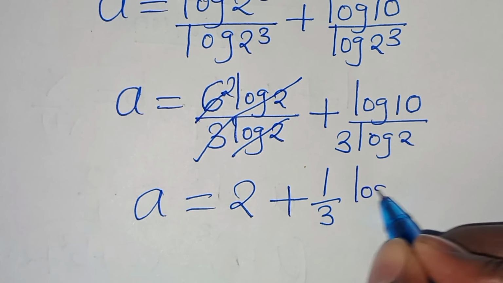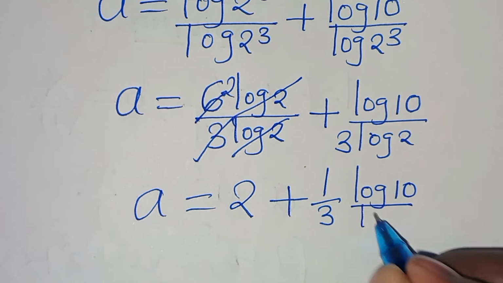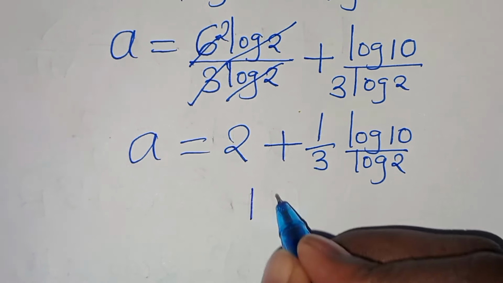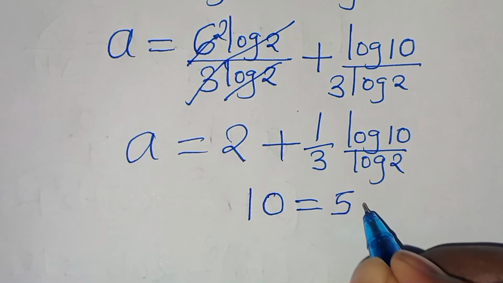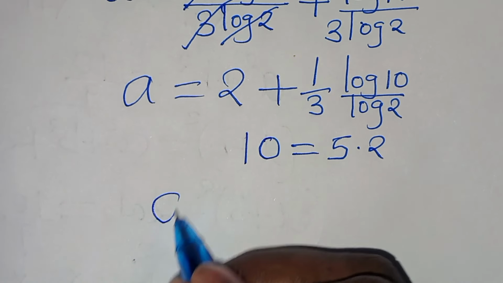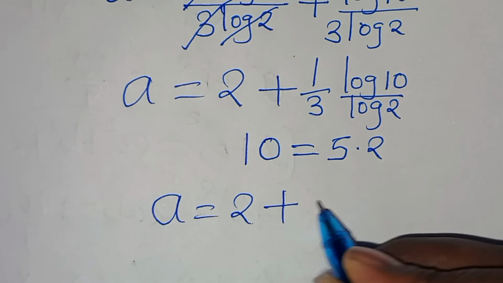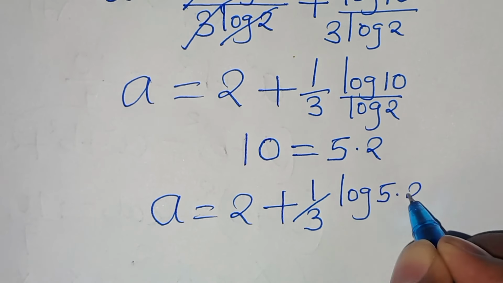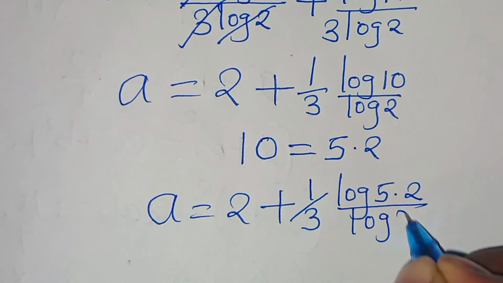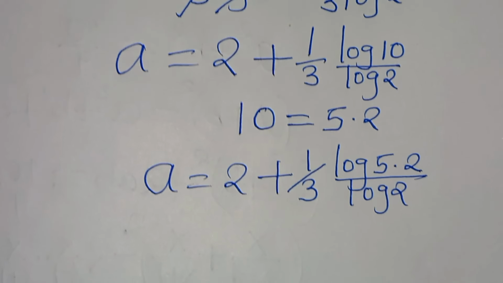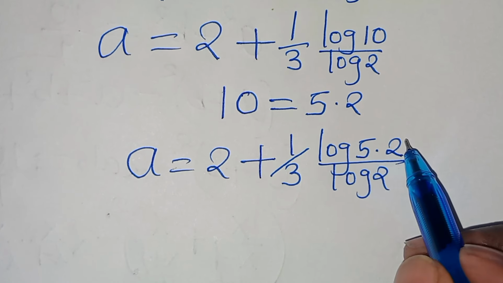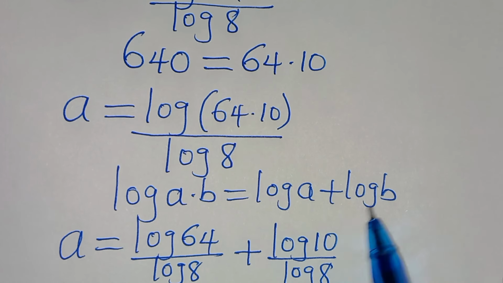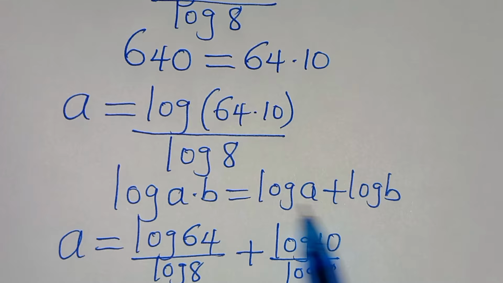Here we have log 10 divided by log 2. Now, the next step is we can express 10. This is the same thing as 5 multiplied by 2. So we have that a is equal to 2 plus 1 over 3, here we have log 5 multiplied by 2 divided by log 2. So we have that log 5 times 2 is in the form of log a times b, which we can express as log a plus log b. So let's apply this logarithm property.